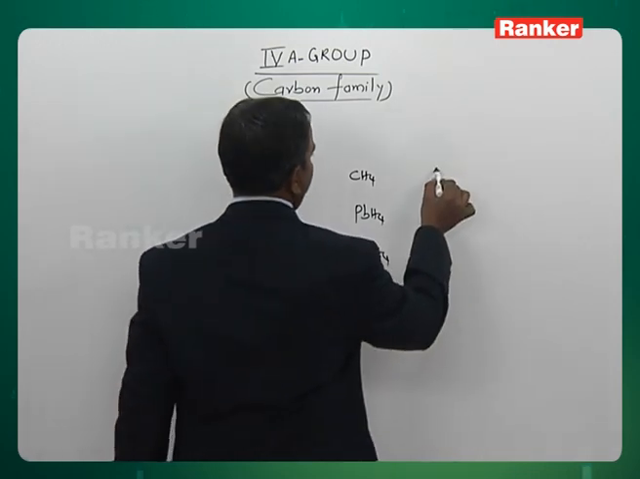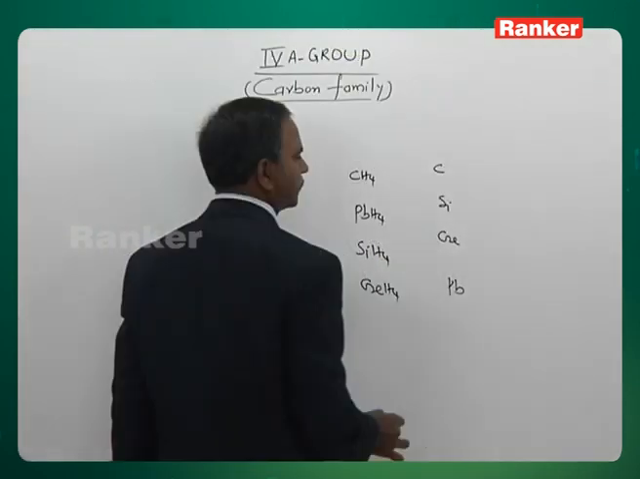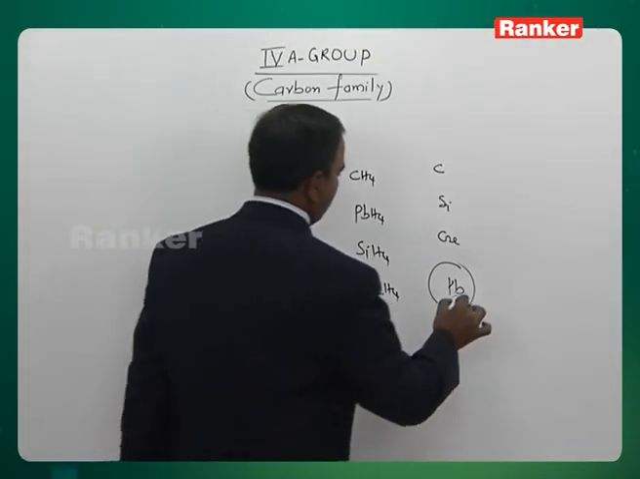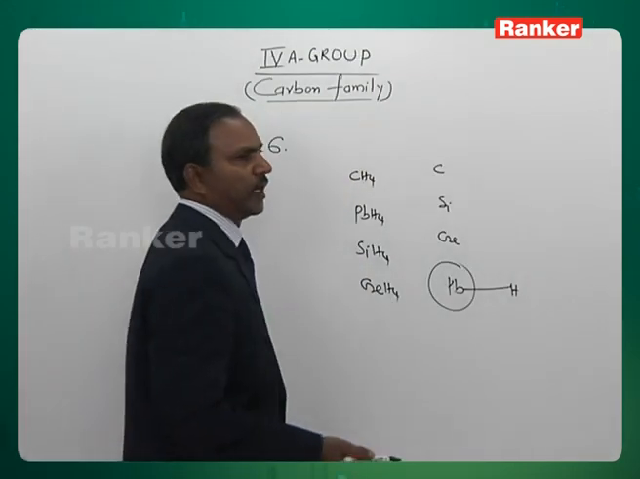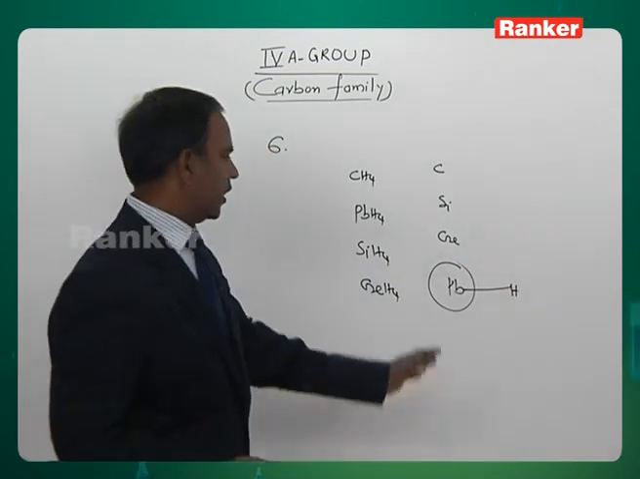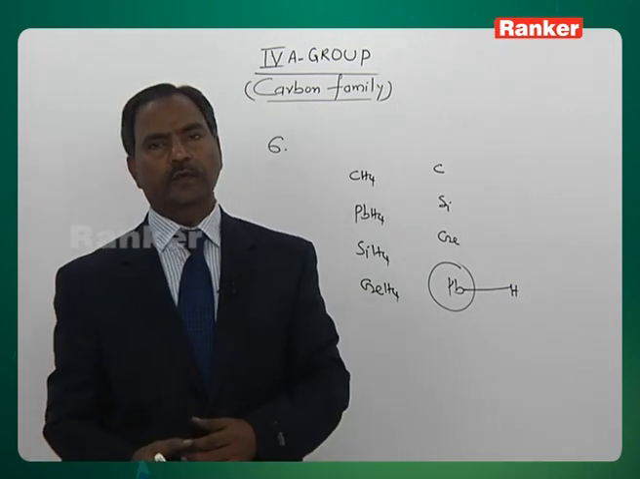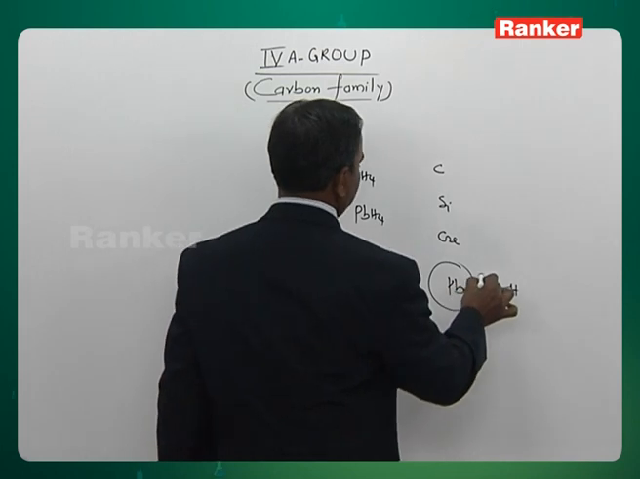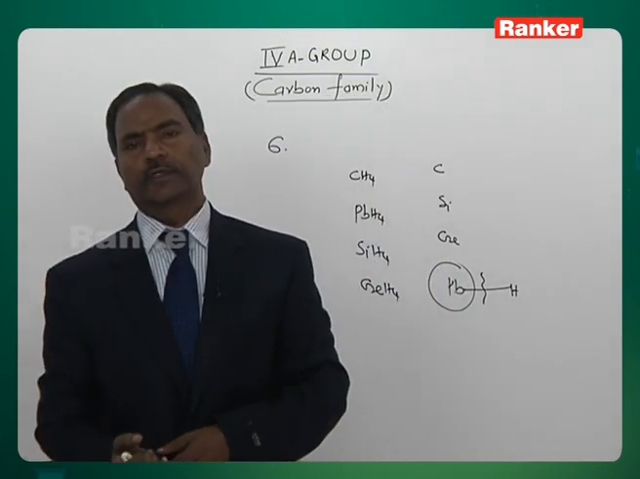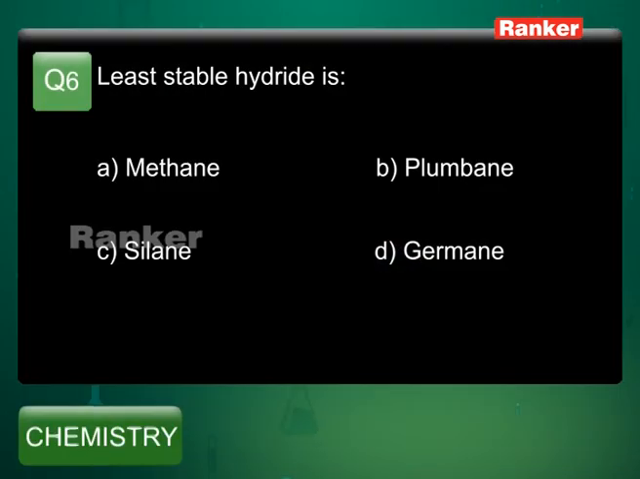Among carbon, silicon, germanium and lead, from top to bottom atomic size is increasing. Lead's atomic size is big, so the lead to hydrogen bond length will be greater. Take the CH bond, SiH bond, GeH bond and PbH bond: the PbH bond is found to be longer, and when bond length is more, the bond energy will be less. Therefore, plumbane will be the least stable among these. So question number 6, the answer is B.